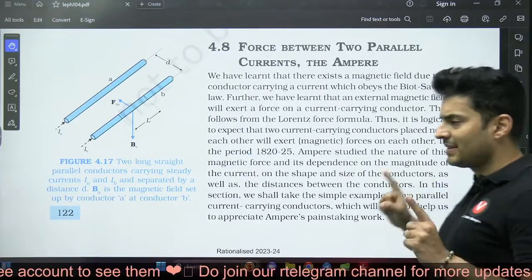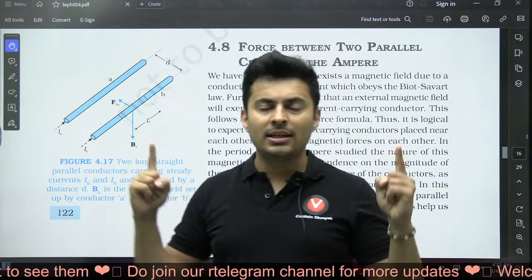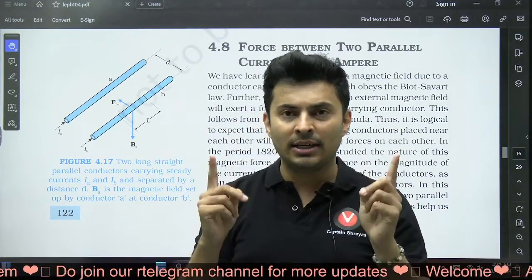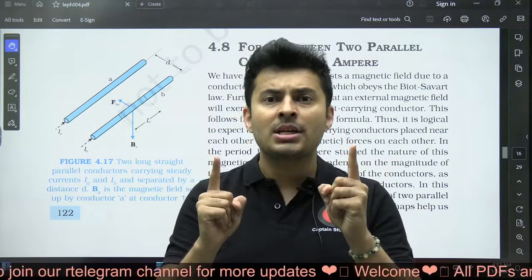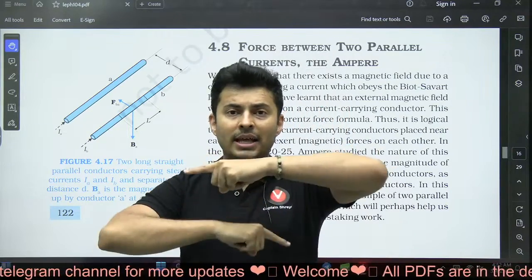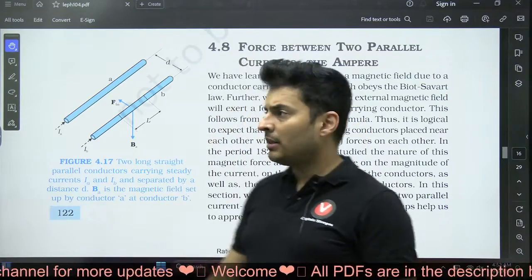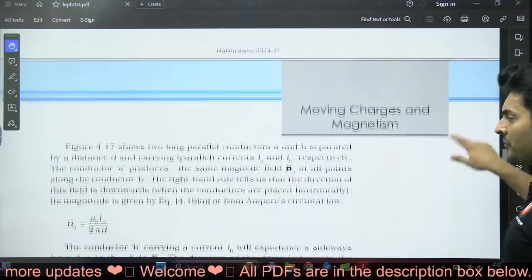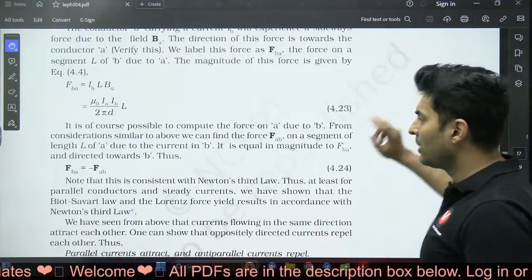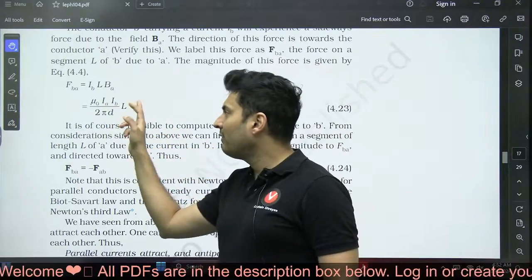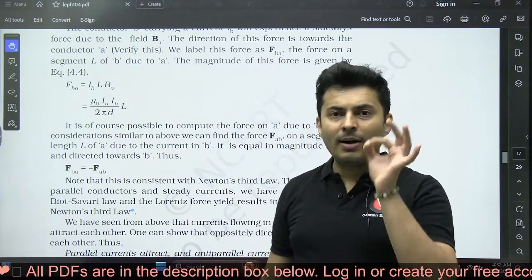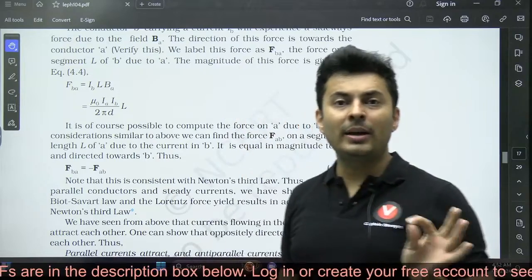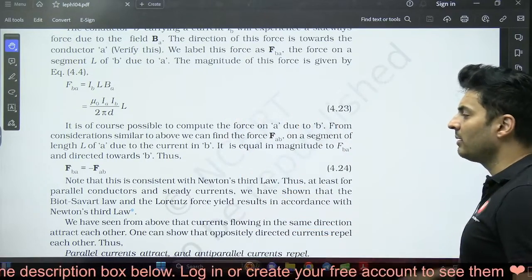Whenever you take two wires and place them parallel to each other, they might attract or repel depending on the direction. If it is the same direction, then they will attract. If it is the opposite direction, then they will repel. And the force formula per unit length you should know: F by L is mu naught I1 I2 by 2 pi d, where d is the separation between them.